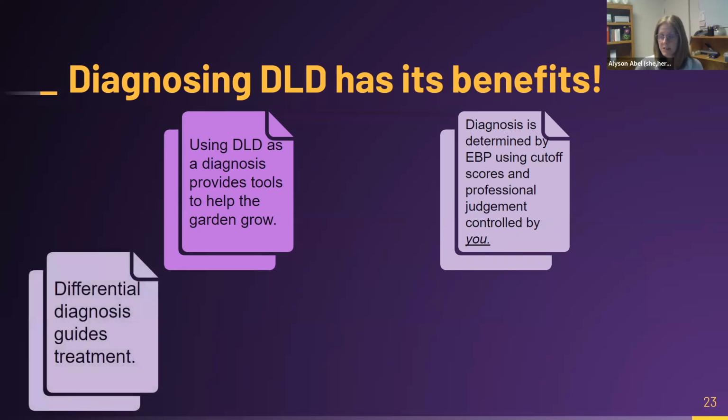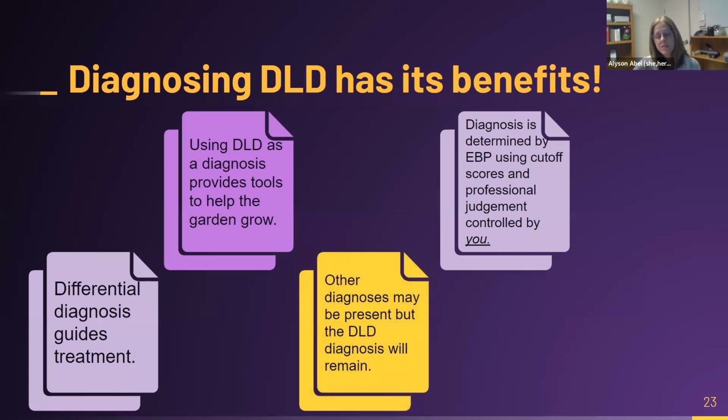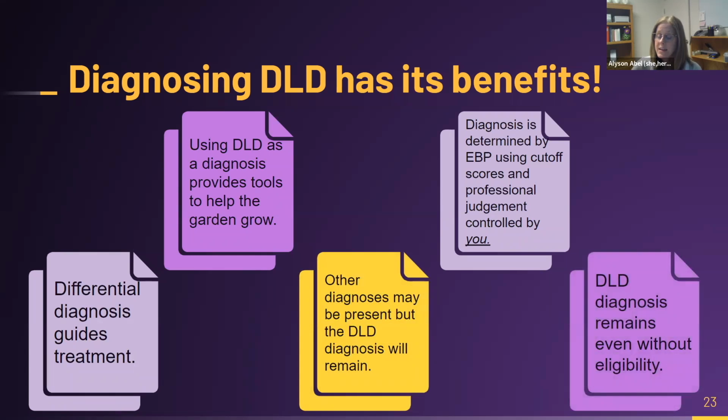Differential diagnosis guides treatment. Your treatment and the resources that you provide to families, other professionals, etc., can be better guided by the DLD diagnosis than by the more broad eligibility criteria of speech or language impairment, SLD, mixed expressive receptive language disorder, etc. Other diagnoses may be present, but the DLD diagnosis will remain. Children may have multiple diagnoses, but DLD will guide families through the language part of their children's needs. The DLD diagnosis remains even without eligibility.